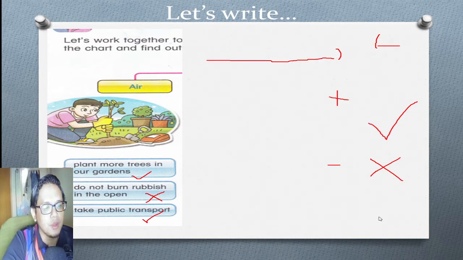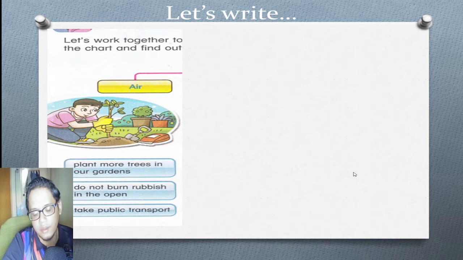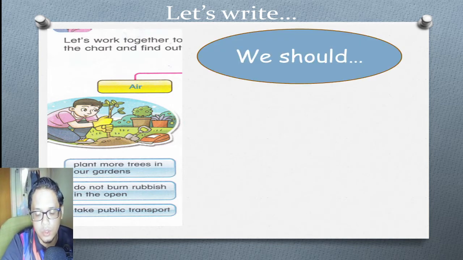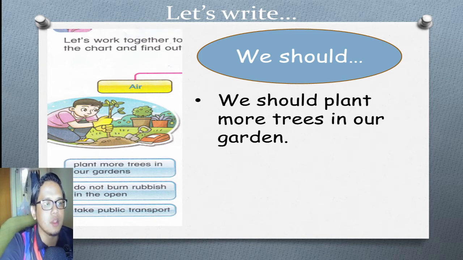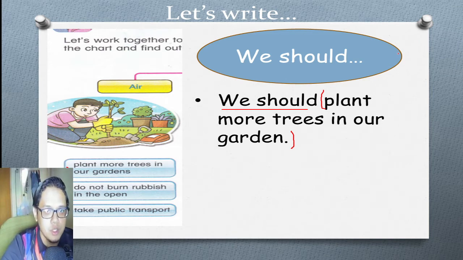Wait, I want to erase all the ink on the slide. Alright, I will show you an example of how we should write the point by using we should. Remember, we should is positive, the yes one. So what we do is we just use we should and then take the point and continue it here. We should plant more trees in our garden. That's it, because this is a yes one. Remember, yes one, we should.